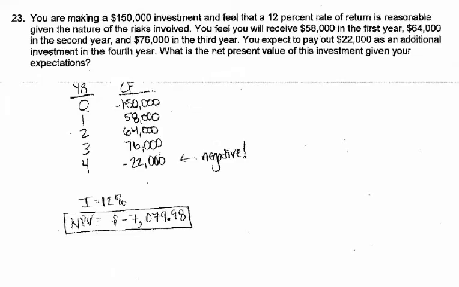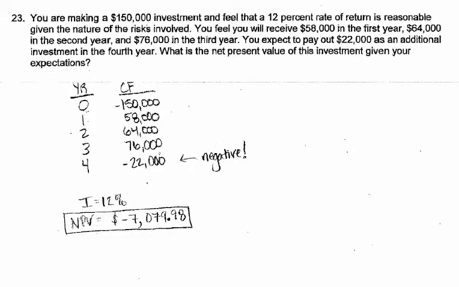Let's take a look at number 23. You're making a $150,000 investment and feel that a 12% rate of return is reasonable given the nature of the risk involved. You feel you will receive $58,000 in year one, $64,000 in year two, $76,000 in year three. You expect to pay out $22,000 as an additional investment in the fourth year, so that's a negative. Now, what is the net present value of this investment given your expectations?